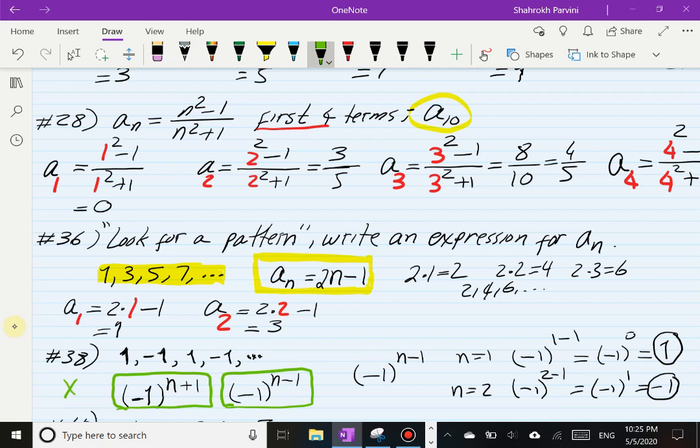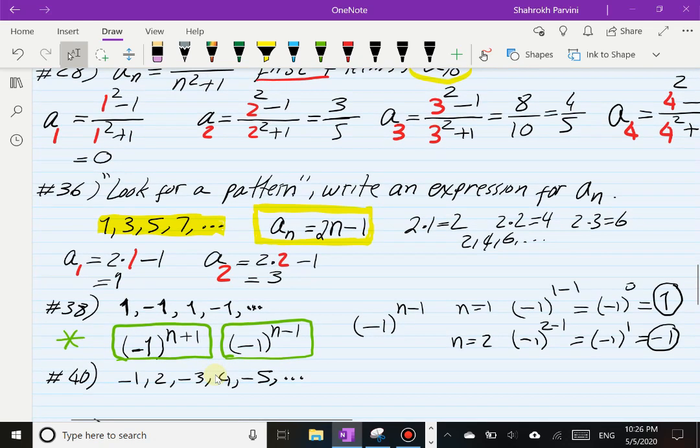Now, you might want to make a note of this exercise. It's an important one, because if you see a sequence where the signs on the terms alternate from positive to negative to positive to negative, then you have some form of negative 1 to a power of either n plus 1, n minus 1, or n, depending on if this starts with negative 1 or positive 1. So keep that in mind. If your sequence alternates plus minus or minus plus, you have some variation of this answer along with something else.